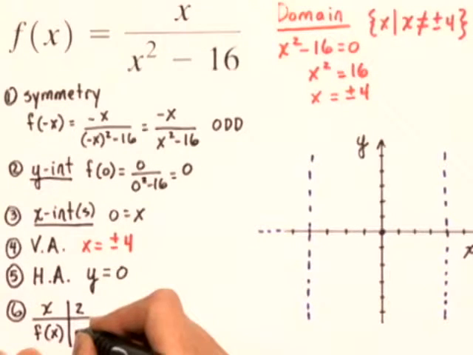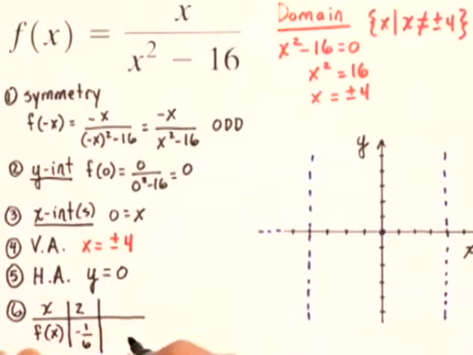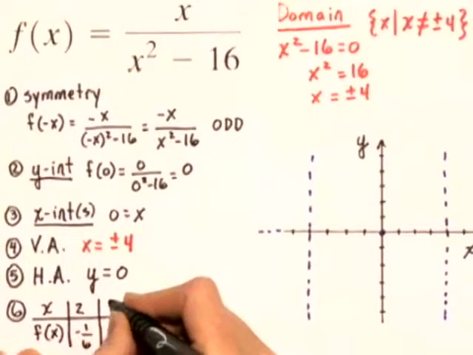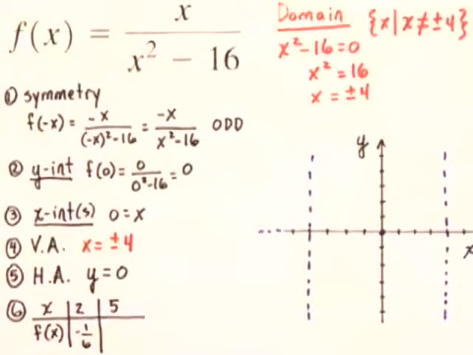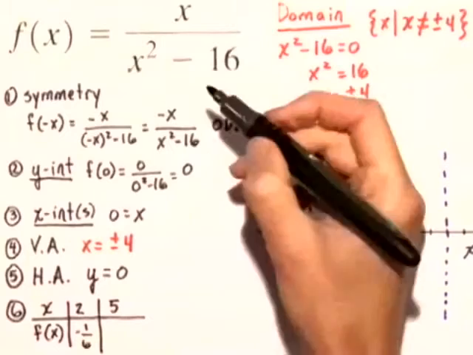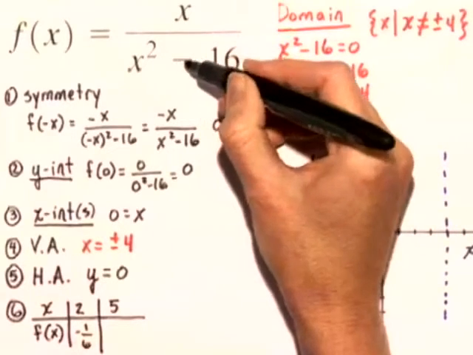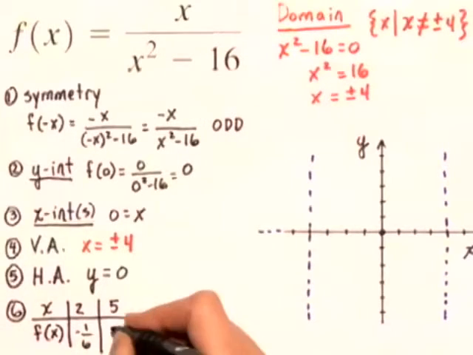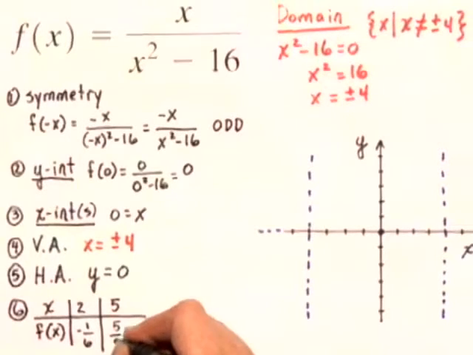So negative 1/6. Let's choose one more value to the right of 4. Let's let x equal, say, 5. If we let x equal 5, I'll have 5 over 25 minus 16, which just gives me 5/9.